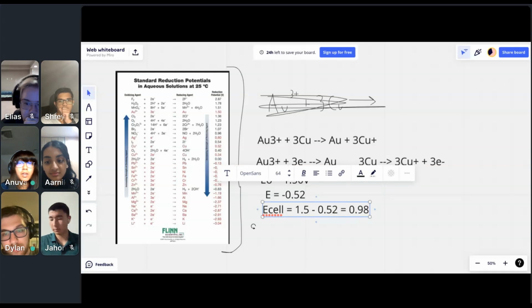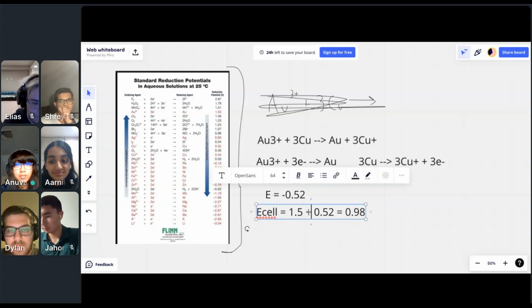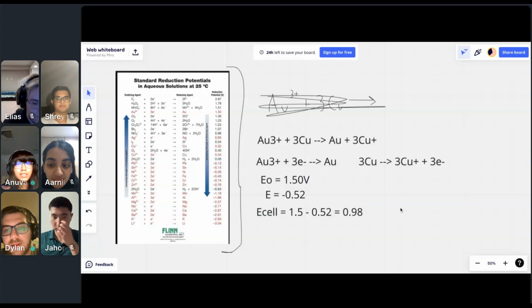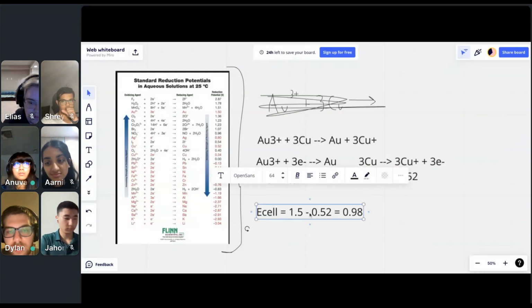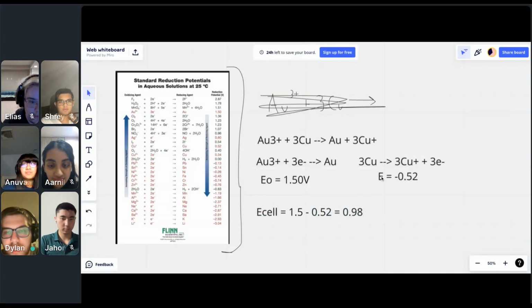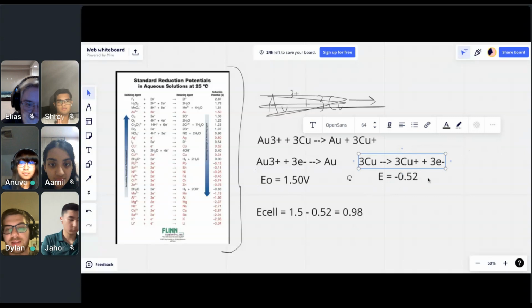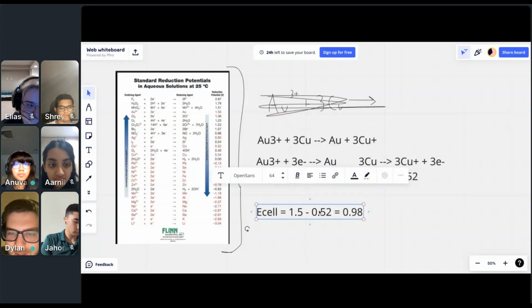0.98. Oh, by the way, you do the cathode minus the anode, so then it would be 1.5 plus 0.52. Yes, because it's a double negative. Is it because we flipped it already? Oh, sorry. No, you're good. I'm pretty sure it's cathode minus anode, because this reaction wouldn't be happening at the anode, it would be the reverse reaction, this reduction happening. Right, you're so right. So I think this math is right. Let me plug this into a calculator real quick to make sure I'm not dumb. I'm not dumb.